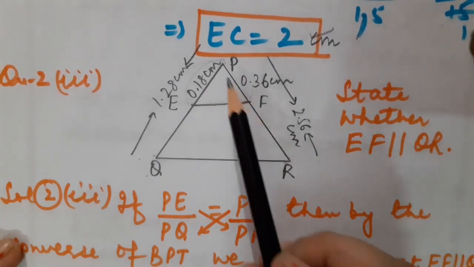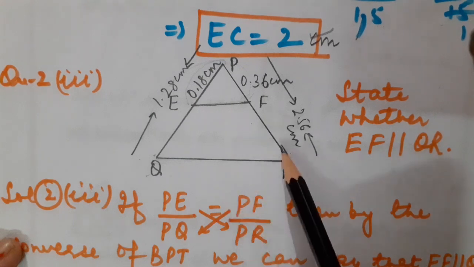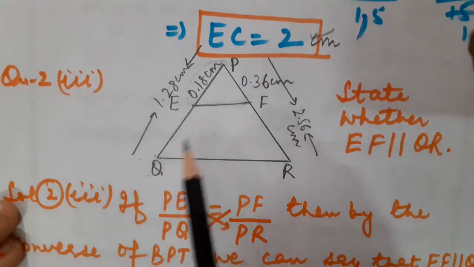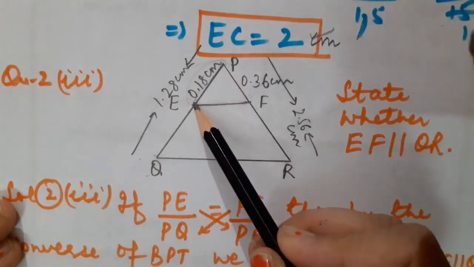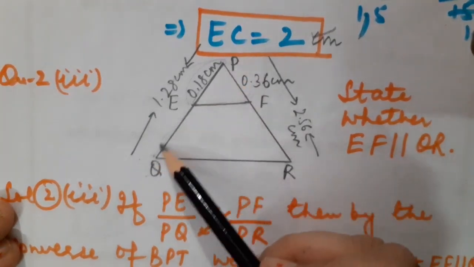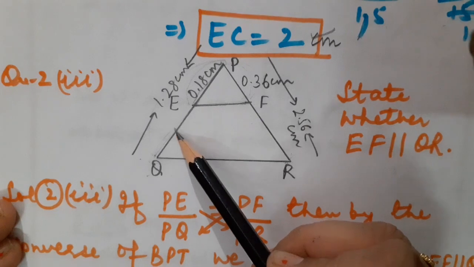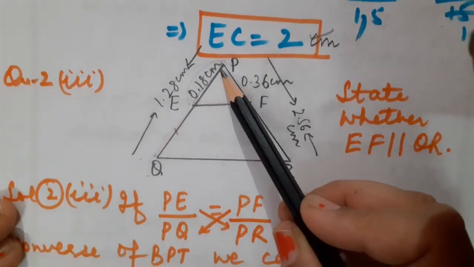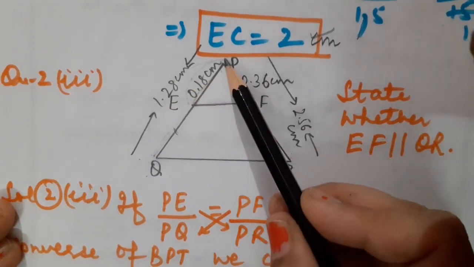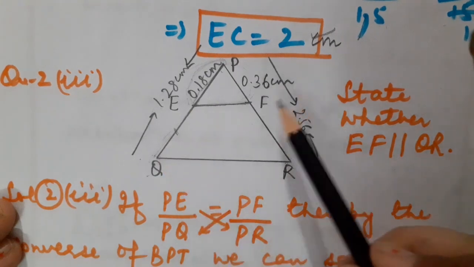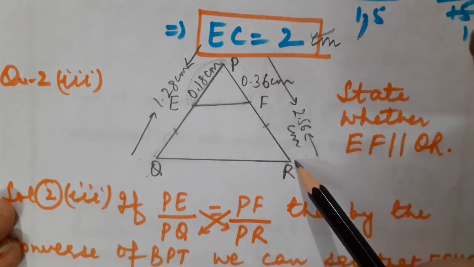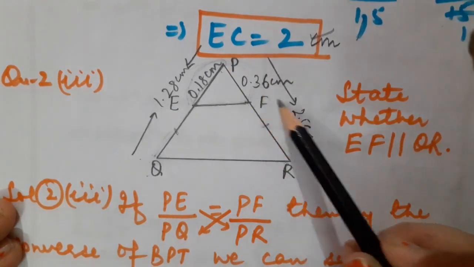Okay. Or PF upon FR, that depends on the dimensions whatever is given to us. Just have a look. What is given? First of all, let us check this. We will be having PE given 0.18. We don't have EQ. We have complete PQ given. Either you can calculate EQ while subtracting 0.18 centimeter from 1.28 centimeter. Then you can easily apply PE upon EQ. In the same manner, you can calculate here FR while subtracting PF from PR. So then you could apply PF upon FR.